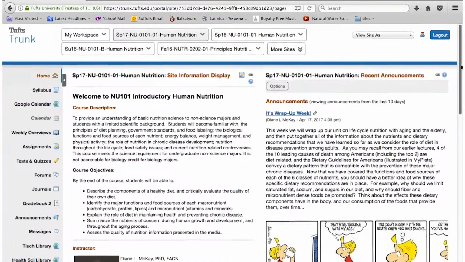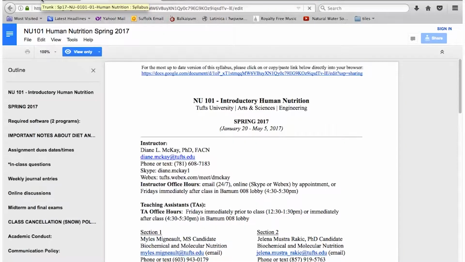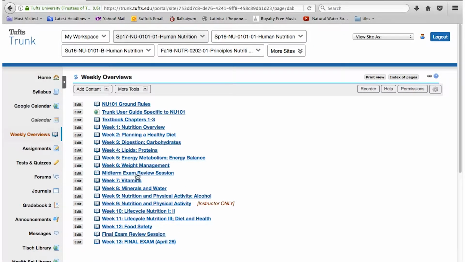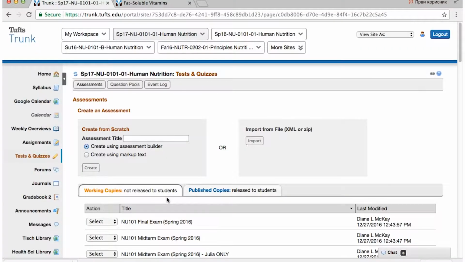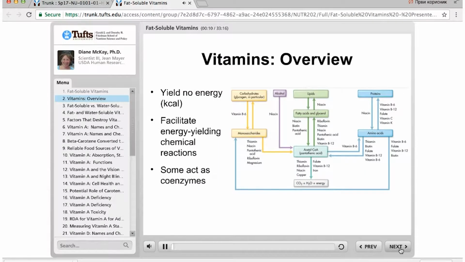I use just about every single feature of Trunk, and I use it for both my online students and for my face-to-face students. Things like the syllabus, it's always there. I post an announcement every week to tell them what's coming up in the week ahead. I have all of their learning objectives, their reading assignments, their online quizzes, project assignments, and I also have a pre-recorded online version of each and every lecture that I provide to them. It's right there. Everything is right there for them.